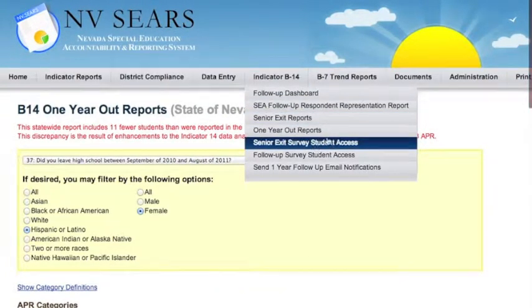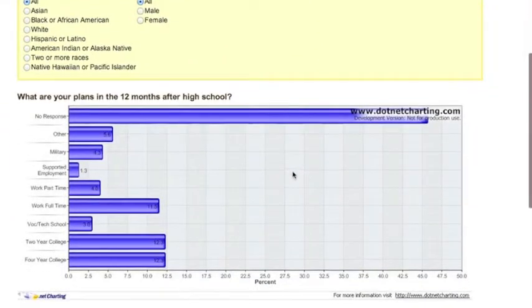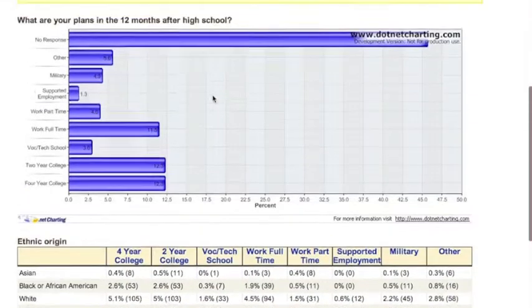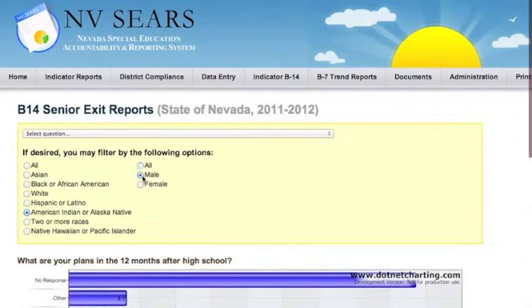Primarily most of my work was, well, before we go, let's look at senior exit reports. They basically follow the same kind of pattern. Here you have a master chart that gives data to the question, what are your plans in the 12 months after high school? And so this tells the district what percentage of students want to work full-time, for example, or go to a 2-year college. And again, it's broken out by ethnic origin down here. And again, you can filter by race, ethnicity, or gender.